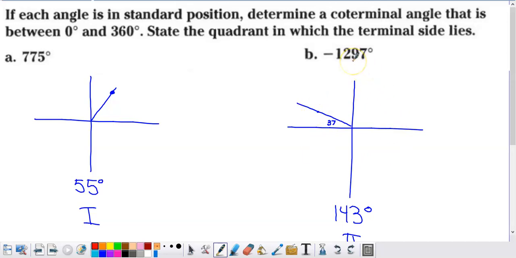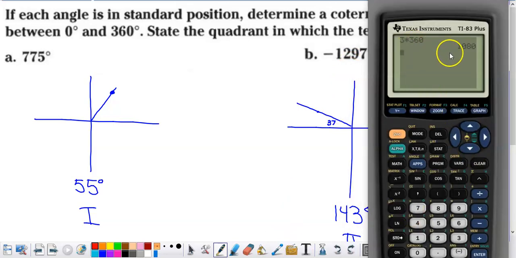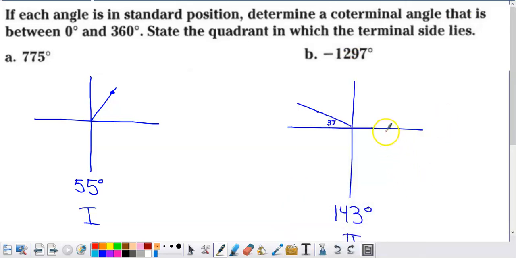I still have a lot more space to go, right? I've got to go negative 1297 total. So taking 2 trips around the circle in the negative direction is just negative 720. I think I've got another 360 to work with here. If you do 3 times 360, that's 1080. So if I do 3 trips around the circle in the negative direction, that will be negative 1080 degrees traveled total. Now I don't think I have another 360 available for me to go. So I'm now going to have to break it down in a little bit more detail.